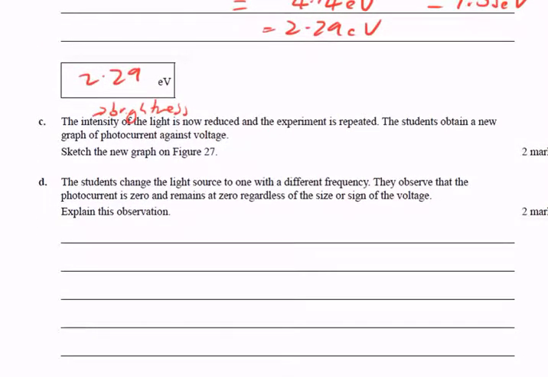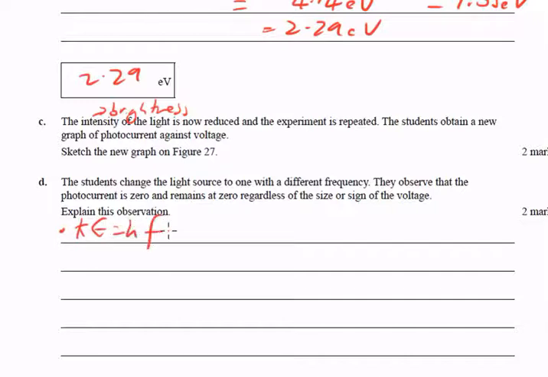Right, now they change the light source to one with a different frequency. They observe that the photocurrent is 0 and remains 0 regardless of the sign or the size of the voltage. Explain why this is the case. They've changed the colour, and they've obviously got a colour now that doesn't have as much energy in it, so the electrons can't escape. I'm going to explain it using the formula.